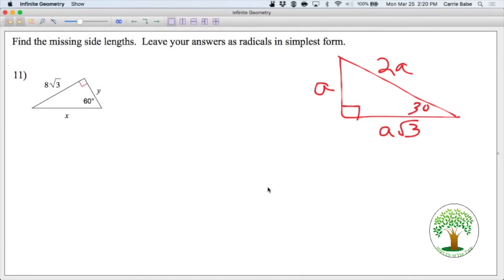What do I have over here on mine? Is that the a square root 3, like the a, the 2a, the a square root 3? Okay. The 8 square root 3 is the a square root 3. That is fantastic. That means a is what? 8. Is that x or y in our case? Y. That's correct. So this is 8. And then y would be 8, or x would be 16. Yes, just double it. That's easy.